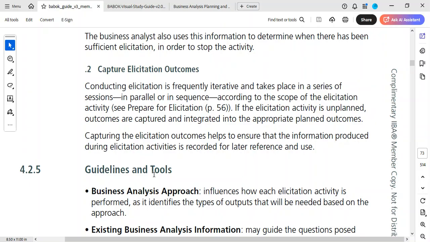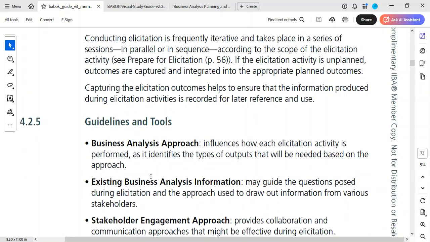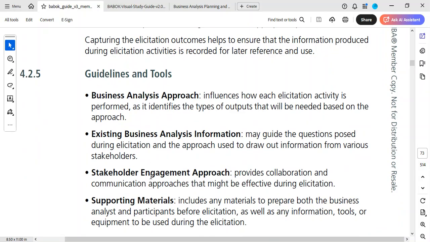Capturing the elicitation outcome helps to ensure that the information produced during elicitation activities is recorded for later reference and use. And you can capture this when either you record or you use your collaborative tools, as a business is telling you, okay, we need this, we need that.